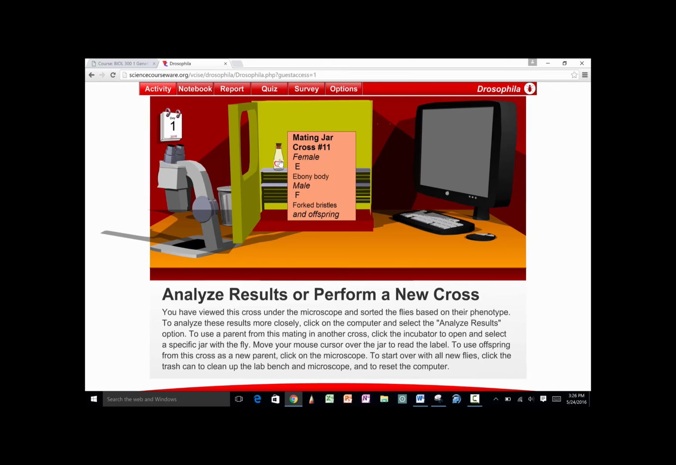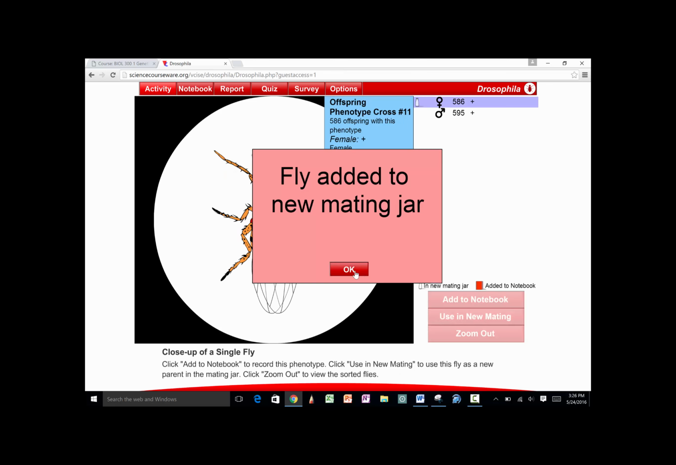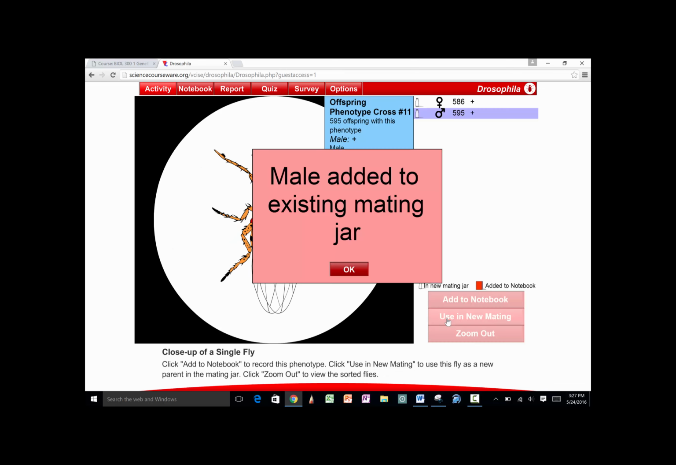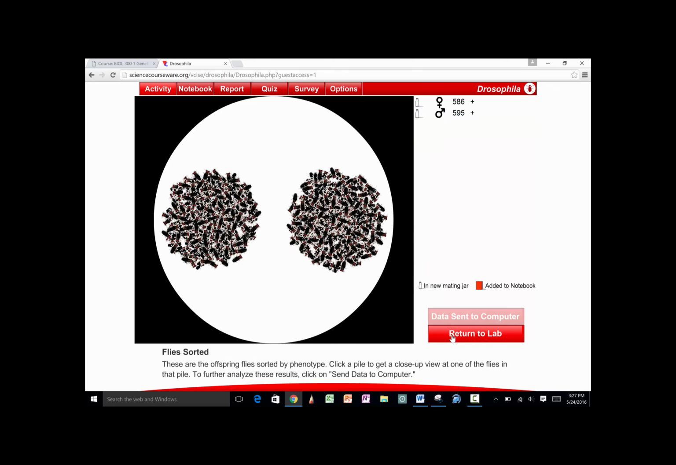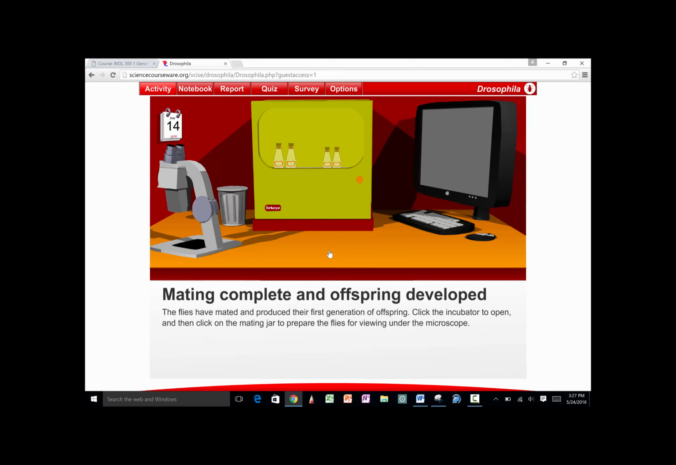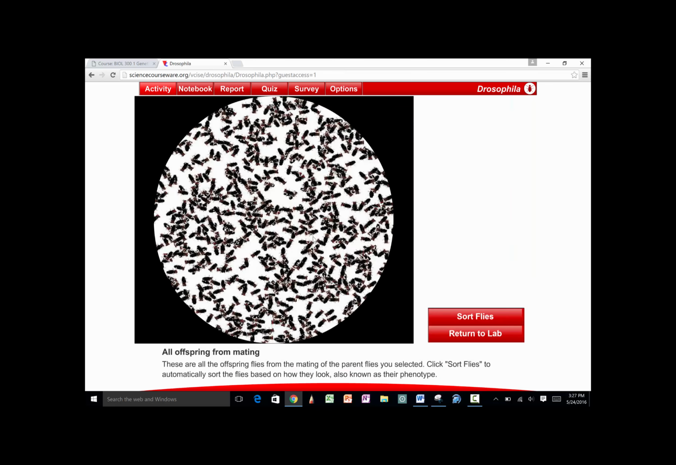All right, so now let's mate these guys. So now we're going to take this female, using a new mating. Use that male, use a new mating. Zoom out. Why can't I send my data to the computer? Oh, I have to go back and check out my mating. So those are the F1s. We're going to mate them. And I'm not going to sort those yet.